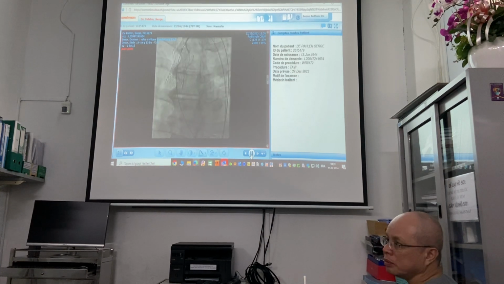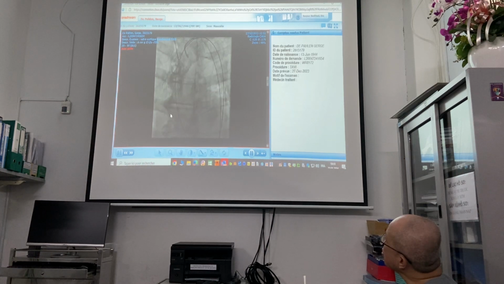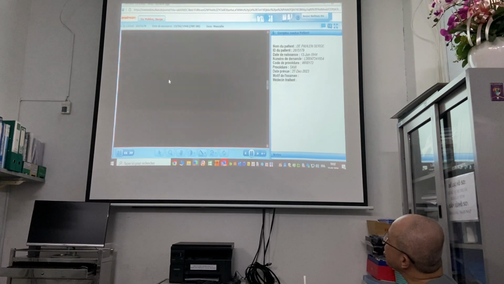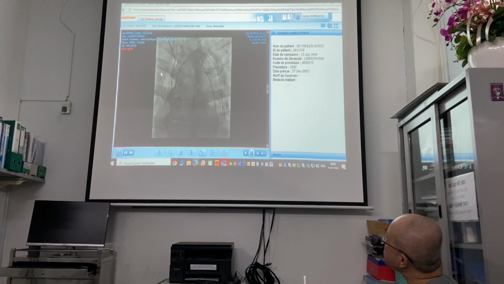So we have a pigtail from radial here to see the height of the valve. You see, this is the pigtail from radial. And you see how small the valve is compared to the size of the aorta. Way too small, you see? And here I make a mistake. I push the pigtail and I push the valve down. So what I did then, I put a wire parallel to the valve. You will see that soon.